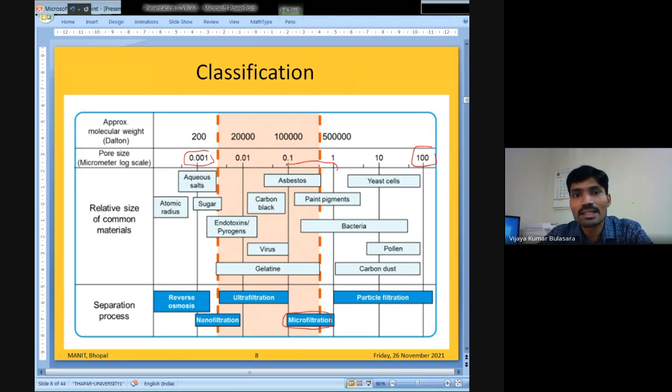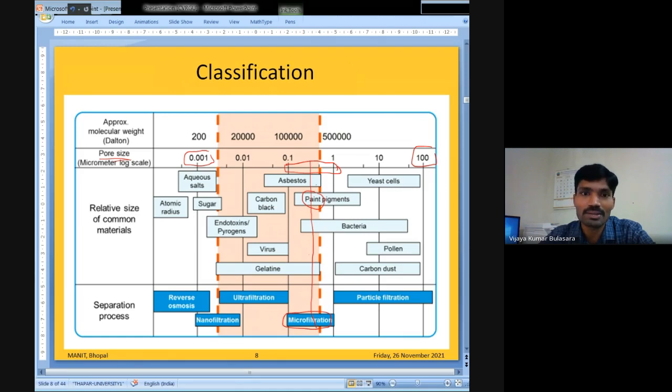So this range is for the microfiltration process, and in this range of pore size, the solutes that can be separated include these paints, okay, that we already discussed. The bacteria also can be separated. So whatever is named to the right of this will be easily separated.